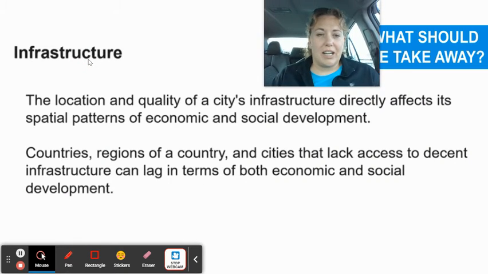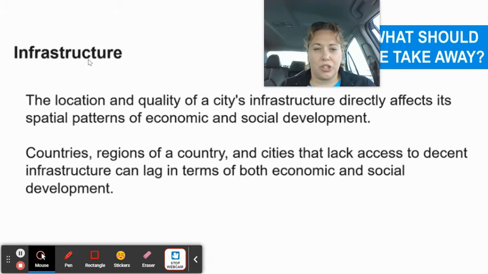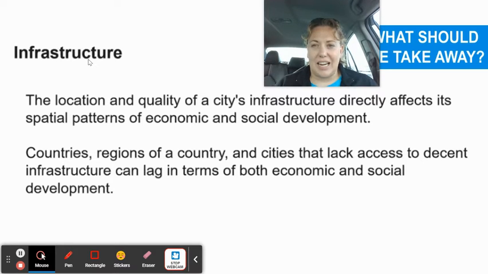All right, what's the takeaway? Location and quality of cities' infrastructure affects spatial patterns and economic and social development. Countries, regions of a country, and cities that lack access to decent infrastructure can lag in terms of economic and social development. That's just hands down.